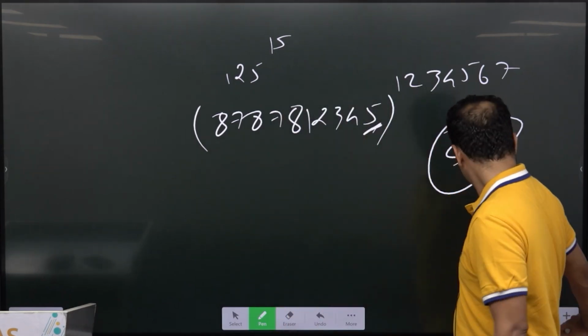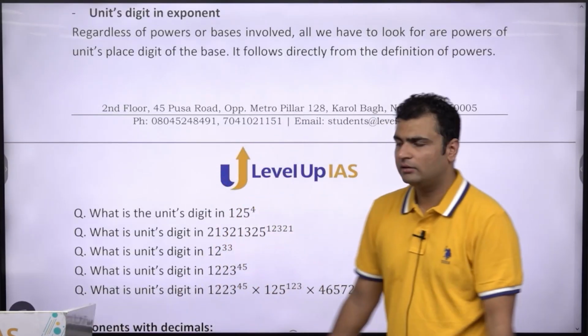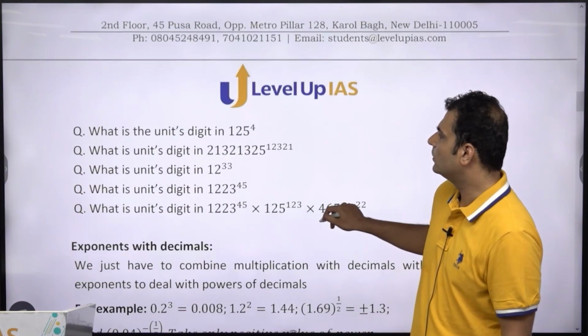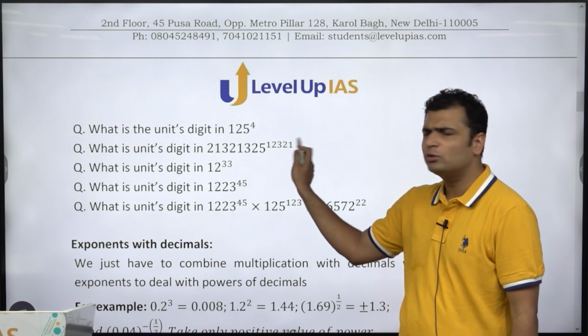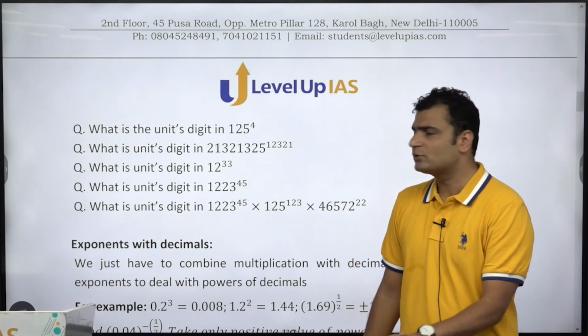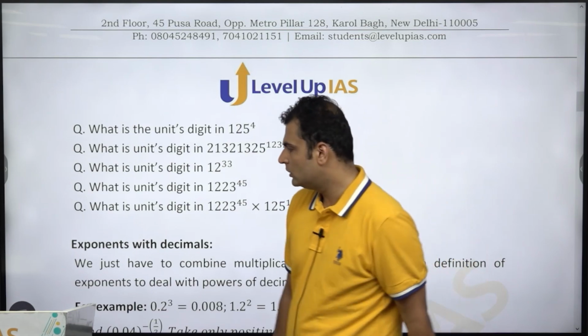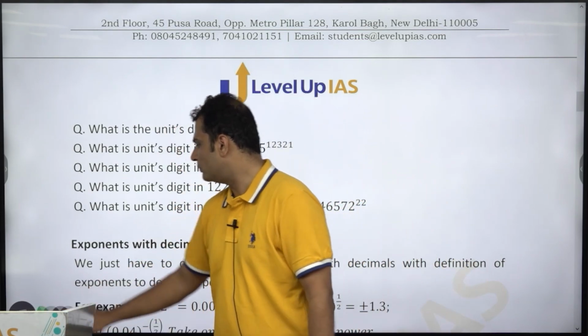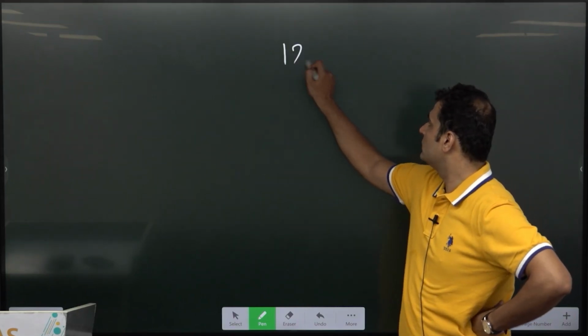ठीक है, अब ये होगी 5 की कहानी. For other numbers it is similar. देखो, what is the units digit in this number raised to this? Units place is 5. 5 to the power anything, units place would be 5. Absolutely no question. Next is 12 raised to 33. Now let us come to units place 2. Question is 12 raised to 33 na?